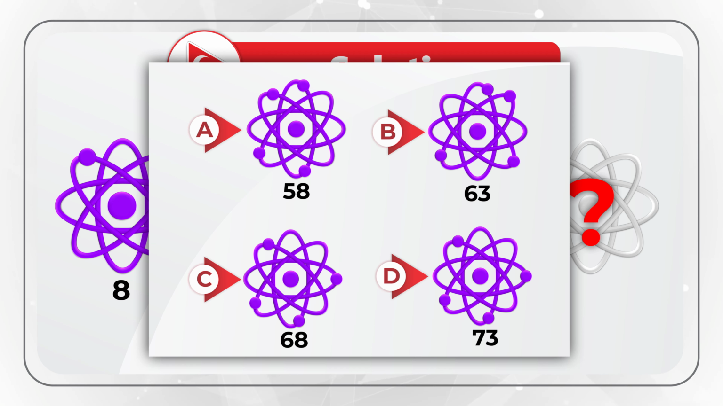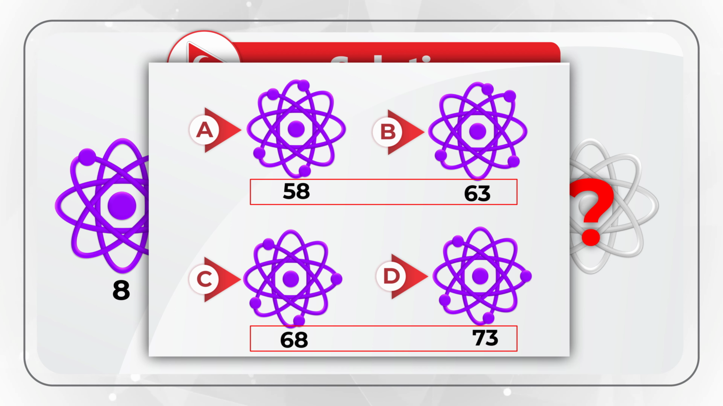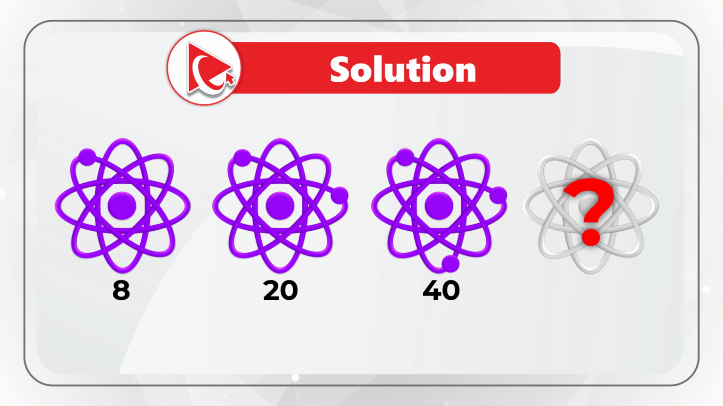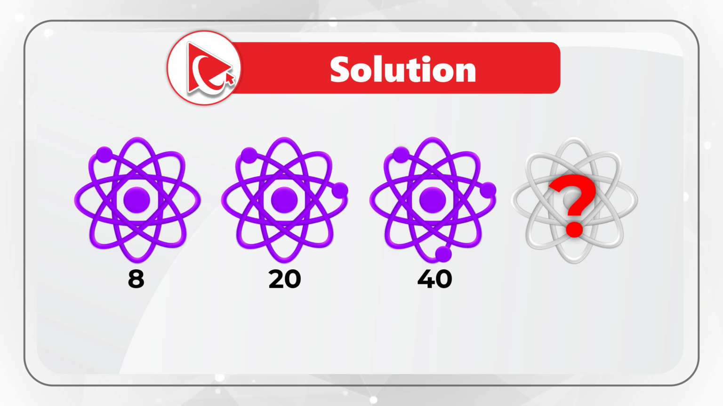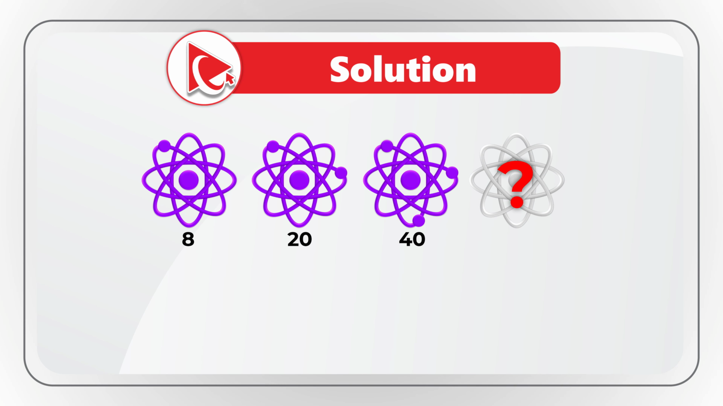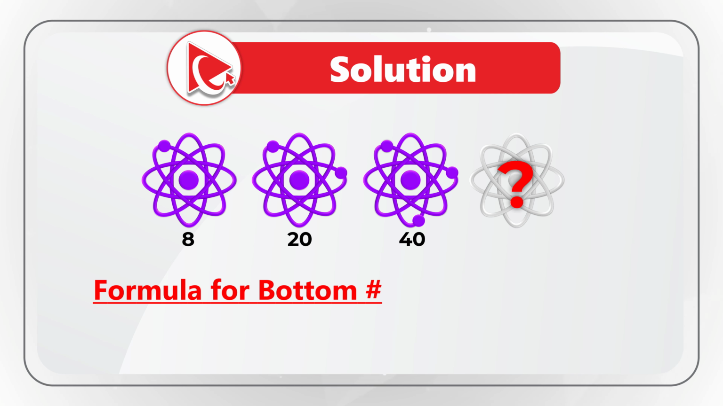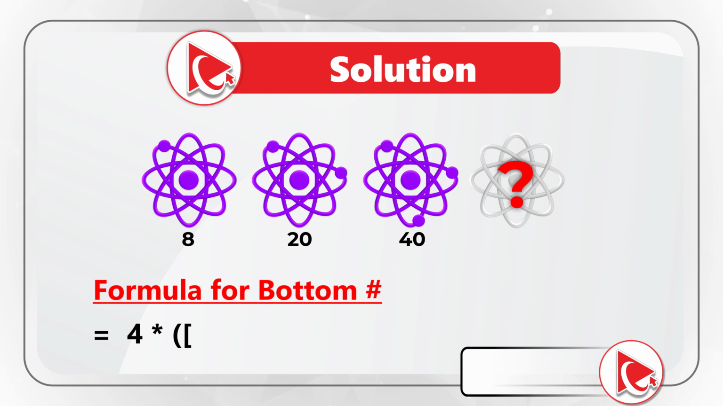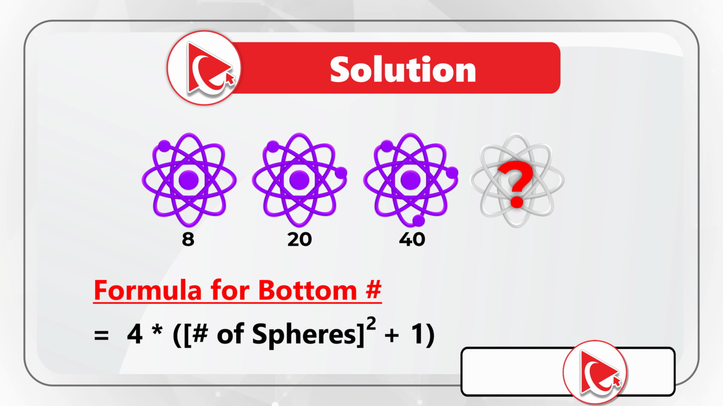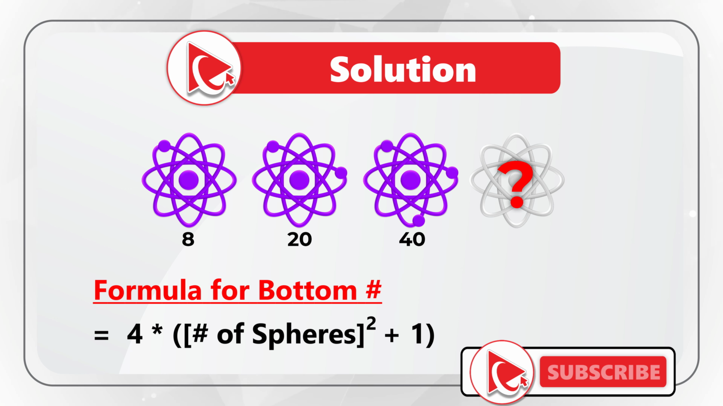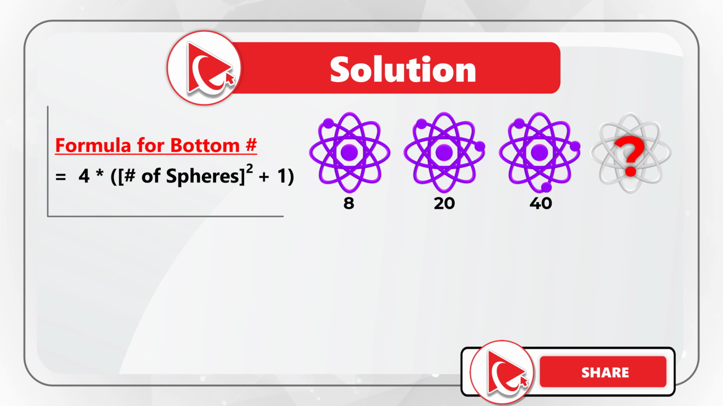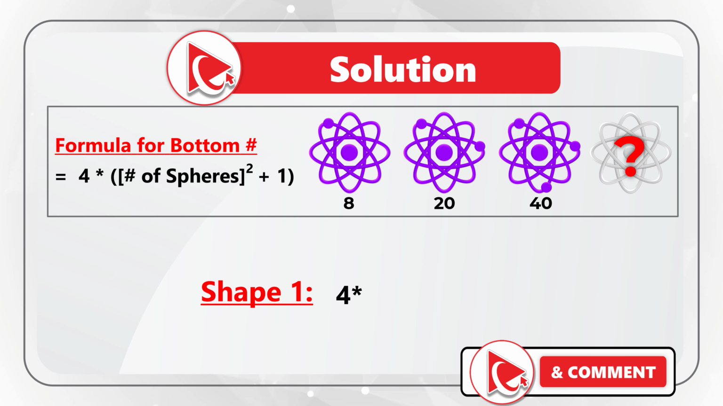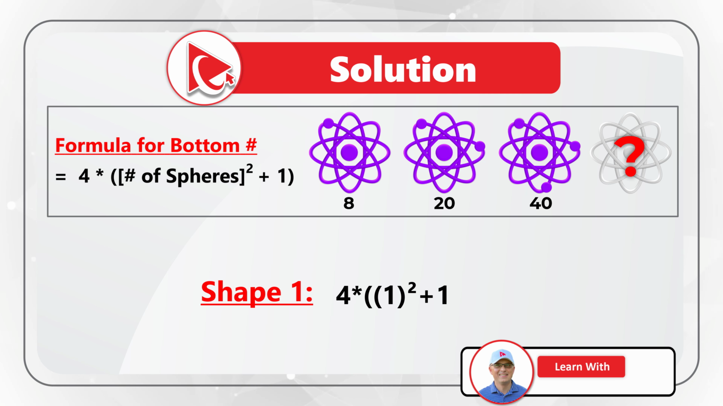So our next step here to solve this challenge is to look at the bottom number. And to solve it, you need to find the formula to calculate the bottom number based on the incrementing number of spheres. For example, the formula to do bottom number calculation is 4 multiplied by (number of spheres squared plus 1). So to calculate the bottom value for the first shape, we need to multiply 4 by (1 squared plus 1), which would be equal to 8.